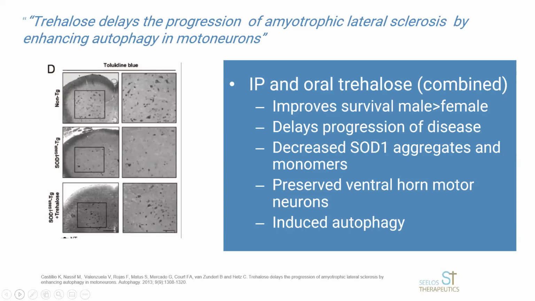In terms of preclinical findings, what we found was that trehalose is very effective at addressing both the phenotype and the genotype of the disease. In this SOD1 model, we decrease the aggregates, and the preservation of ventral horn motor neurons, where ALS is implicated initially, is also shown, and the induction of autophagy is in place.